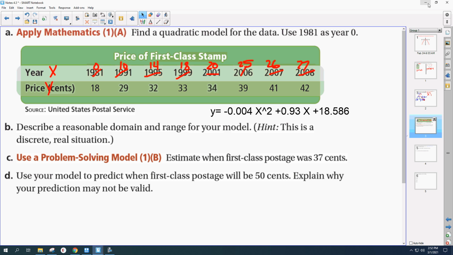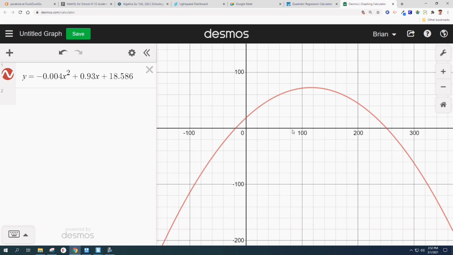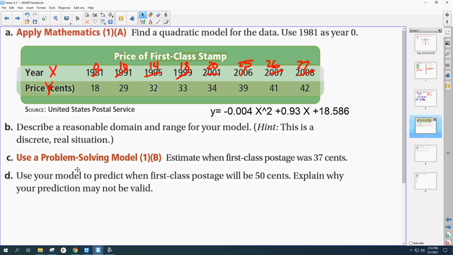So we talked about this in the last lesson. Domain, you squash it onto the x, and range, you squash it onto the y. But it's kind of weird to think about this situation because your domain is your possible x numbers. And you're not going to have decimal numbers, especially on the cents. You can't have like 18.5 cents or 29.1 cents. So it's only going to be integer numbers. I'm not really going to write all that down, but think about it. Your time is going to have to be between 1981 and anything after that. And your price is going to be from 18 cents to 42 cents.